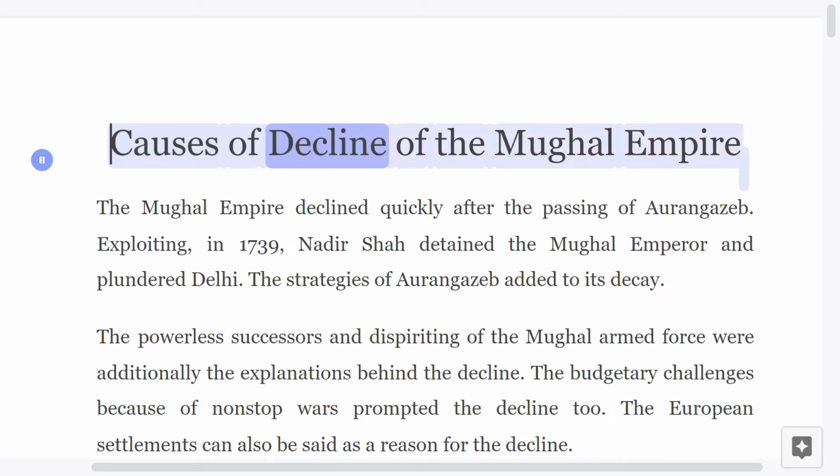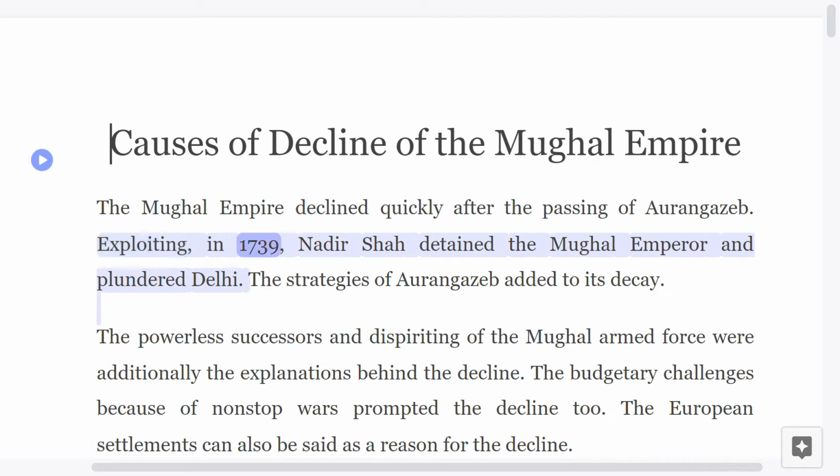Causes of decline of the Mughal Empire. The Mughal Empire declined quickly after the passing of Aurangzeb. In 1739, Nadir Shah detained the Mughal Emperor and plundered Delhi.